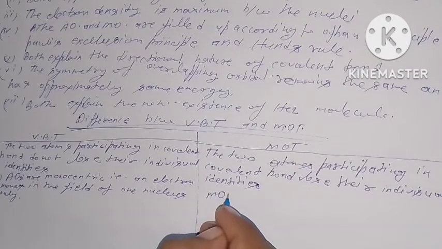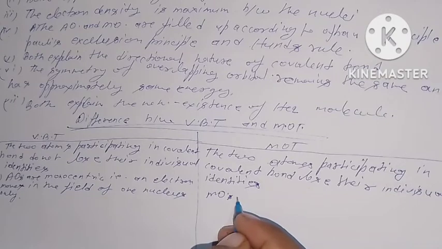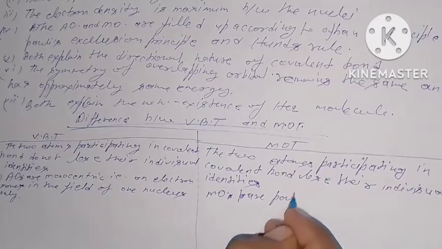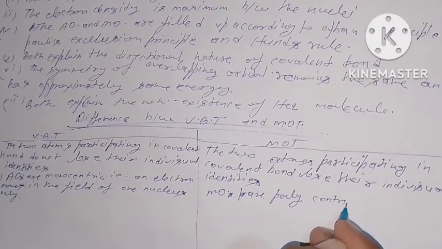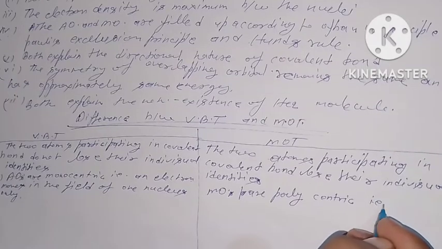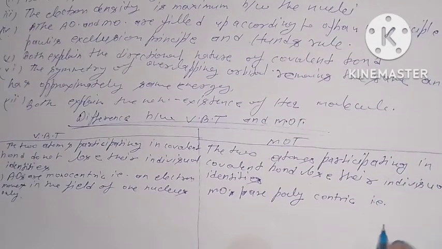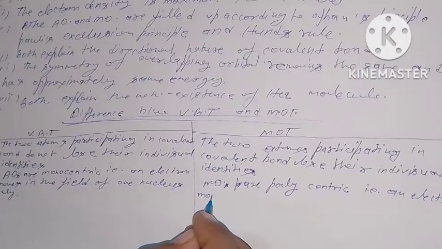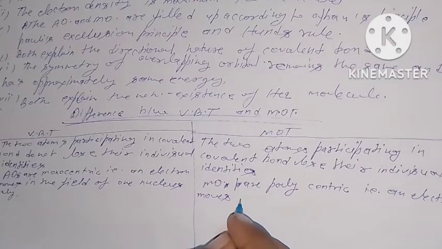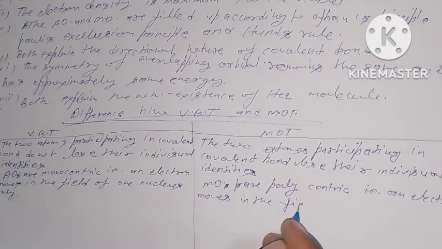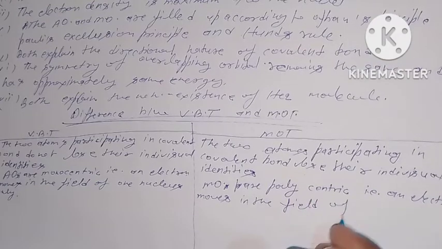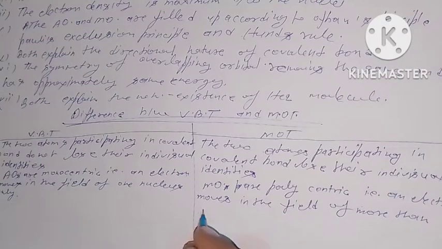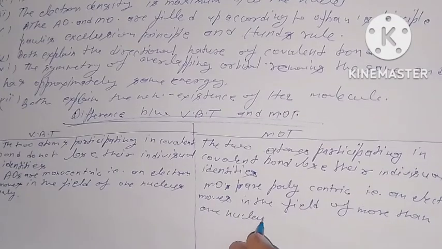Molecular orbitals are polycentric, that is, an electron moves in the field of more than one nucleus.